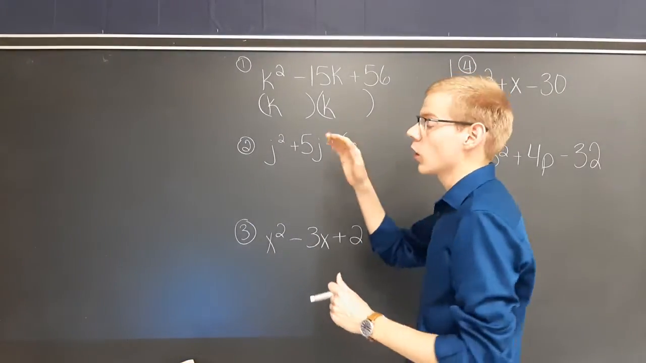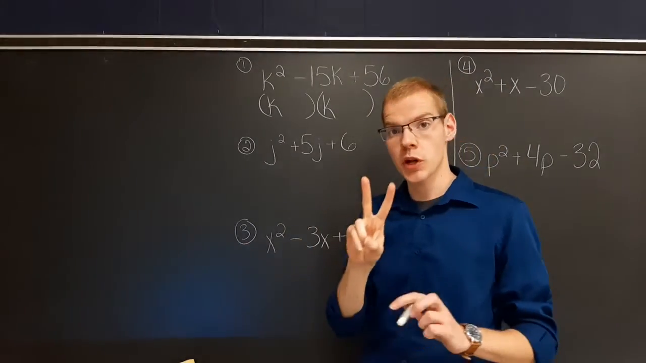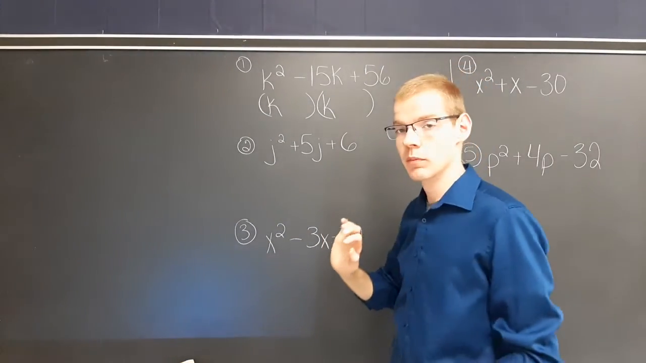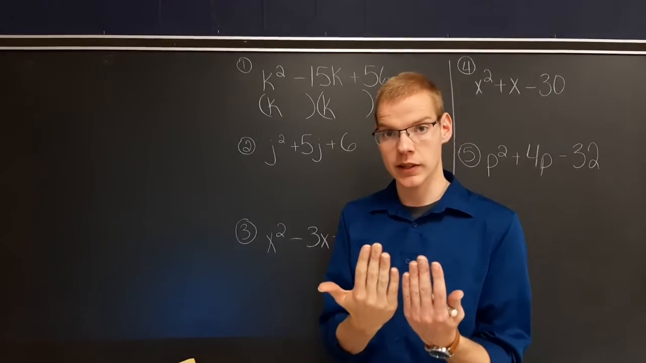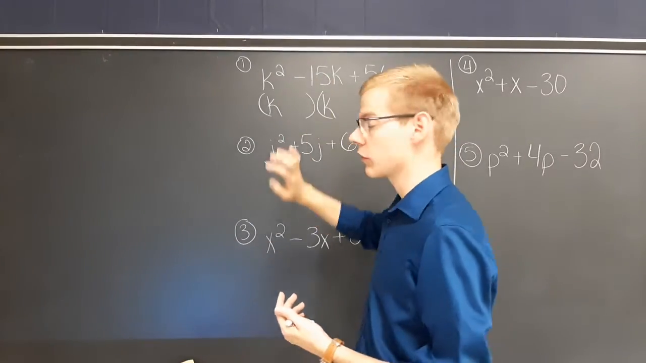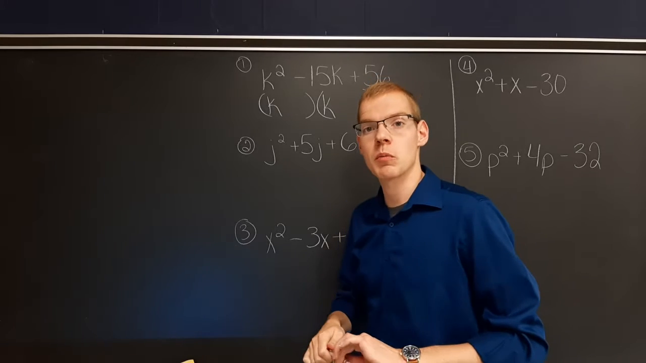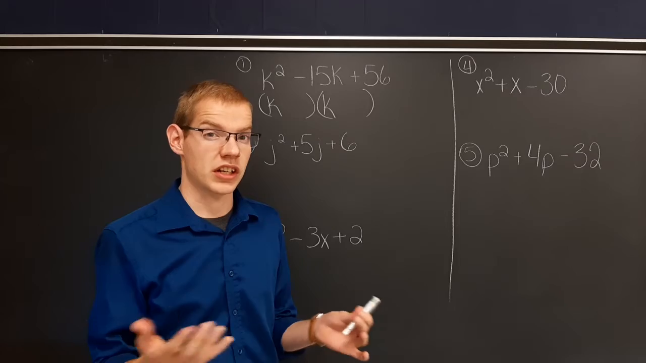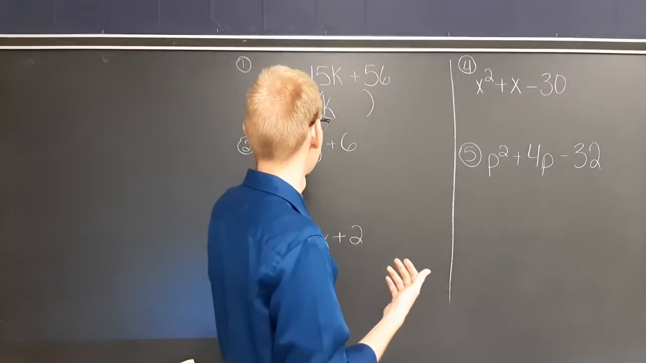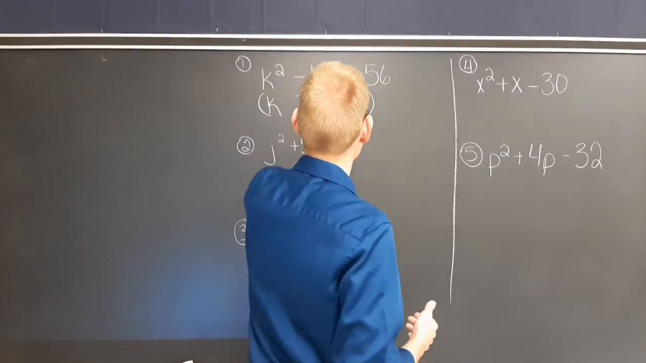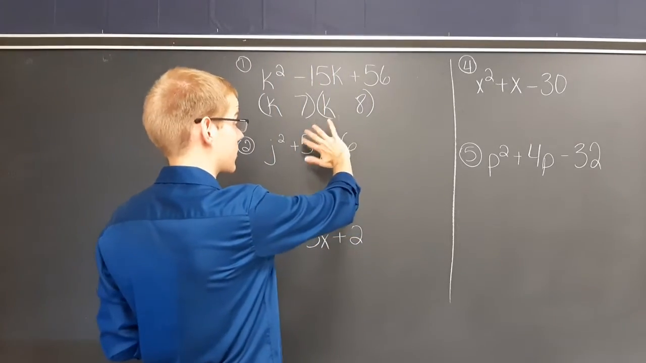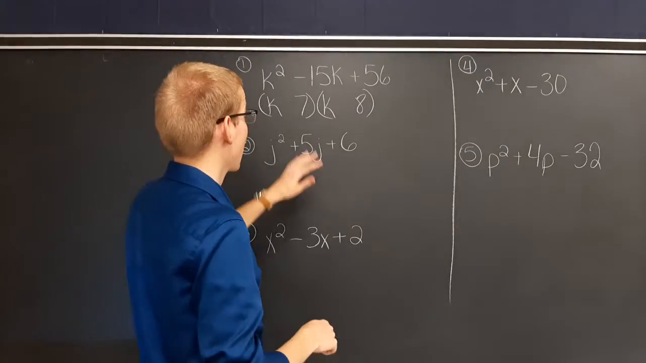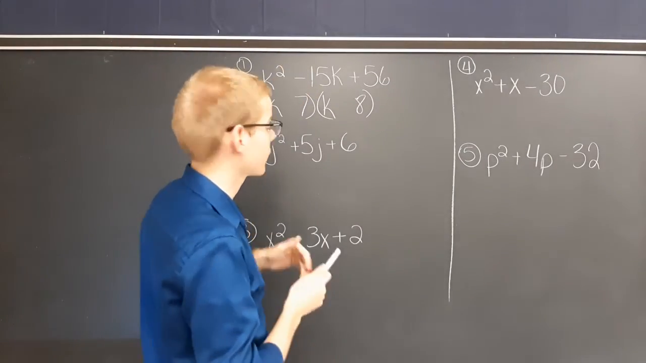So now, what we're looking at is what two numbers can be multiplied to get positive 56 and added or subtracted to get negative 15. What two numbers can be multiplied to get 56? 7 and 8. Try 7 and 8. Do 7 and 8 work? Yes, 7 times 8 equals 56. So now, how do we get 7 and 8 to equal negative 15?